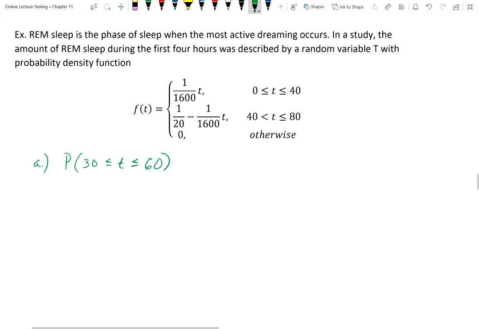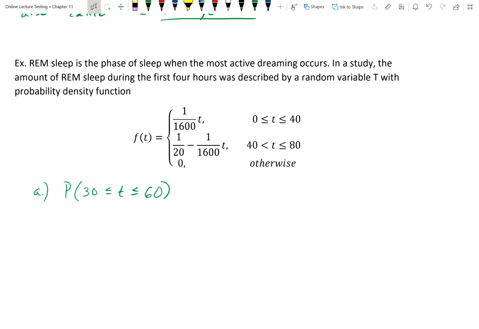Okay, so since we are dealing with the probability, since we're dealing with a piecewise defined function, notice we've got to be careful on how we calculate our probability. So notice we're going between 30 and 60 minutes here. Well, that means we're going to be using both functions. So we have to separate this out. So we're going to have an integral from 30 to 40 of 1 over 1600 t dt, plus the integral from 40 to 60 of 1 over 20 minus 1 over 1600 t dt.